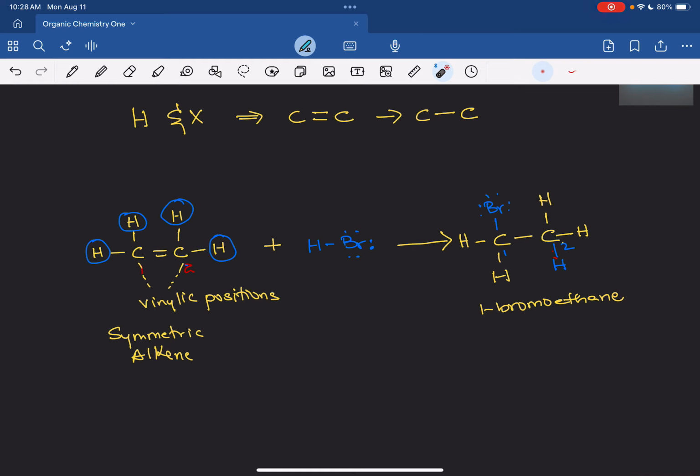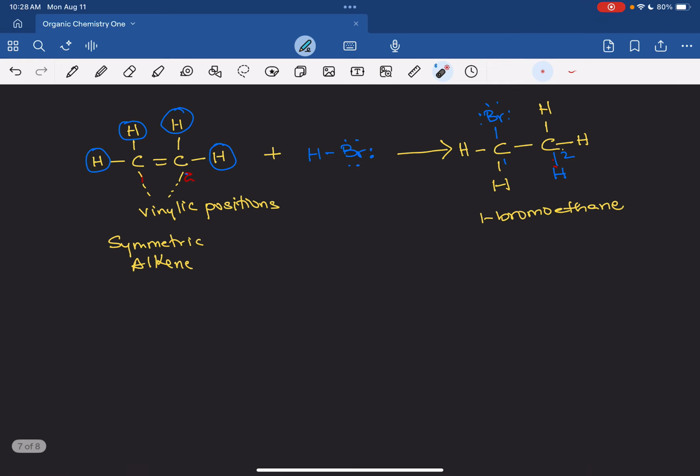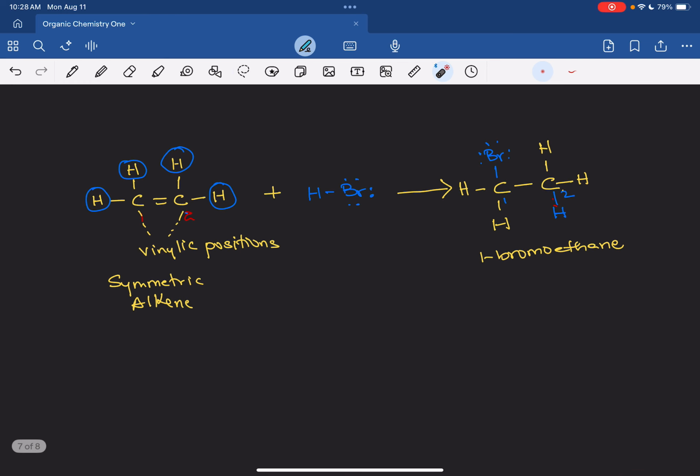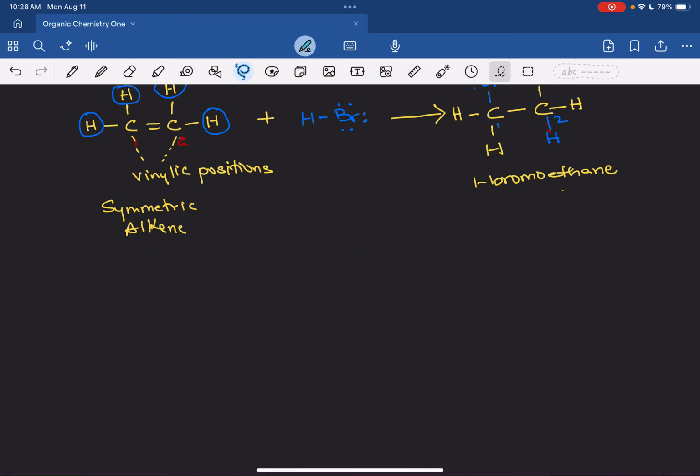Okay? Something to remember. As students, always remember that all the action is taking place at the vinylic position. If you don't remember that word, just remember all the action is happening at the carbon-carbon double bond, which means that anything you're adding must be added to either one of these carbons. Okay? Let us now look at an example where we have an asymmetric alkene, because if we have an asymmetric alkene, things change, right? So let's talk about the asymmetric alkene.